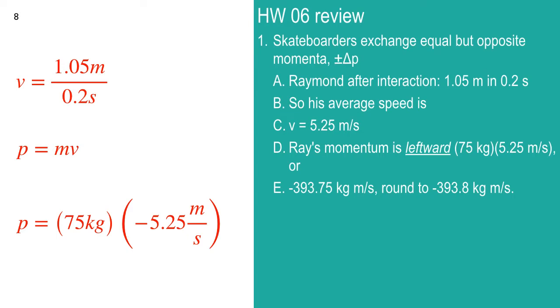So in this problem, the answer I asked for is to the nearest tenth of a kilogram meter per second. So that would round to negative 393.8. Now, that's what Raymond gets. And Gregory, now Raymond's getting negative 393.8 in this direction. That means that Gregory is getting 393.8 in this direction. So that's the answer, 393.8 for this example.